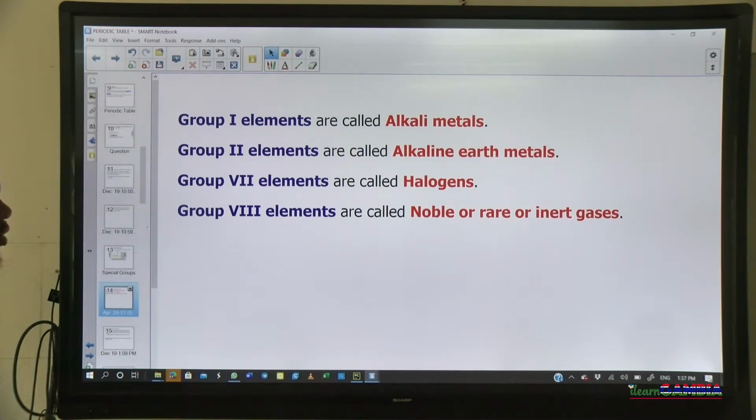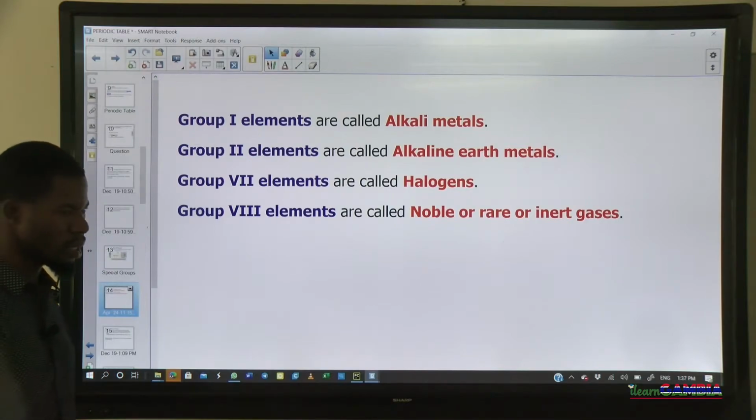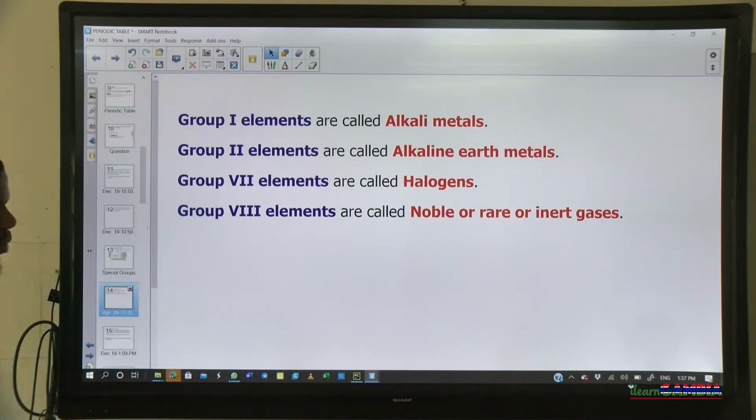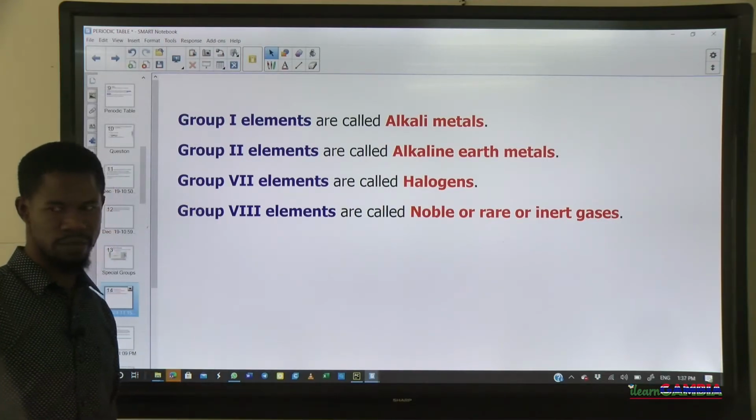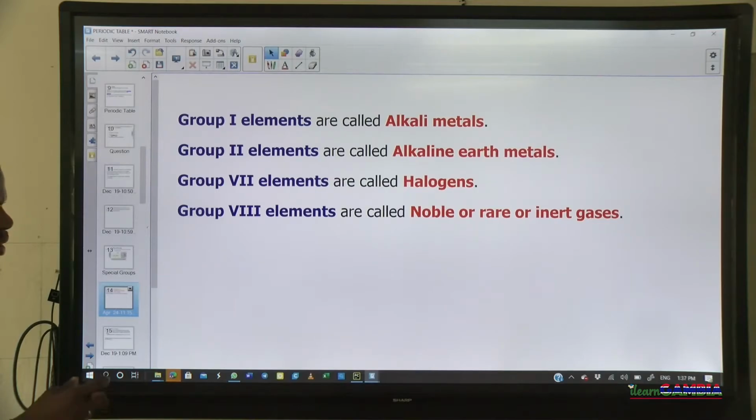So the scientists thought that they are very rare, but in essence, they are actually available at that time. Inert. Inert means unreactive. They are not very reactive.